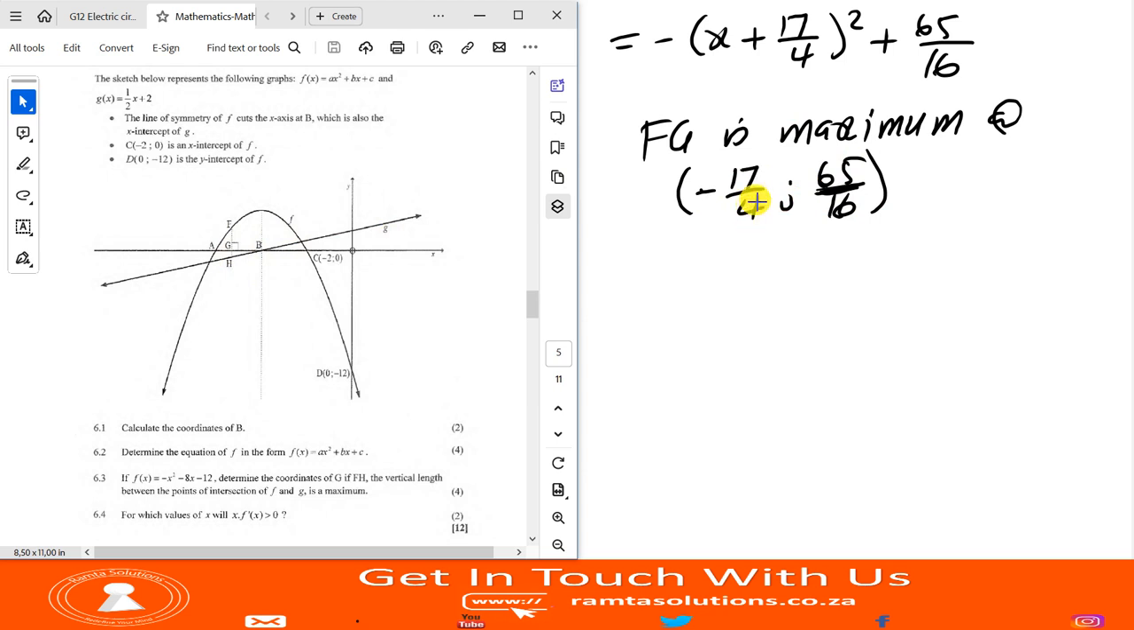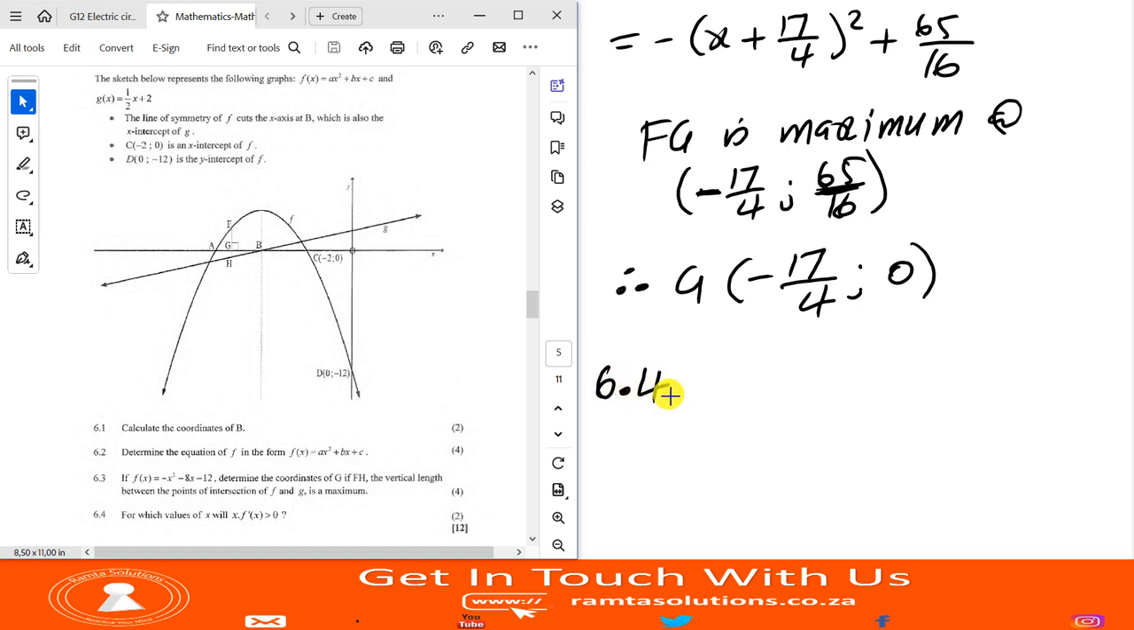However, for this to be a maximum, the x value must be negative 17 over 4. Therefore, we don't need the maximum value or the turning point of FG. What we need is this point G. This point G lies on the maximum of FG. Therefore, we can say G is negative 17 over 4. And what is the y value here? It's 0. Okay, just like we did. As you can see, this has shifted 17 over 4 units to the left and 65 over 16 units.